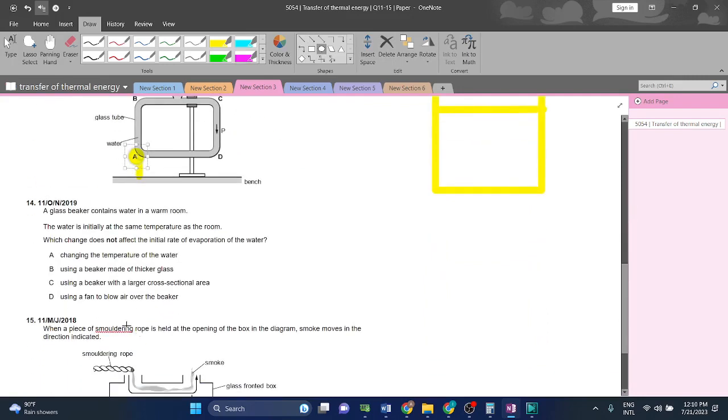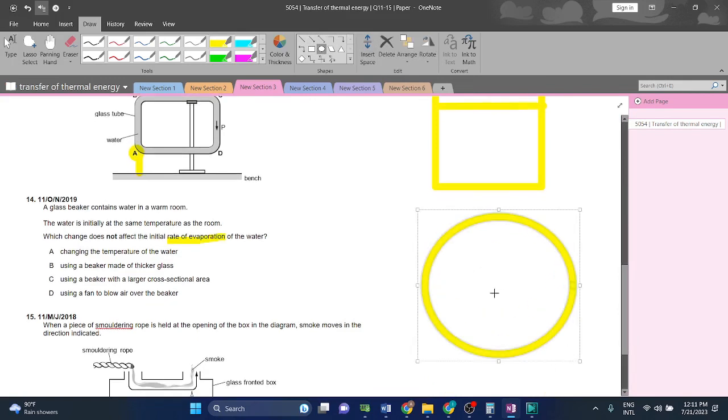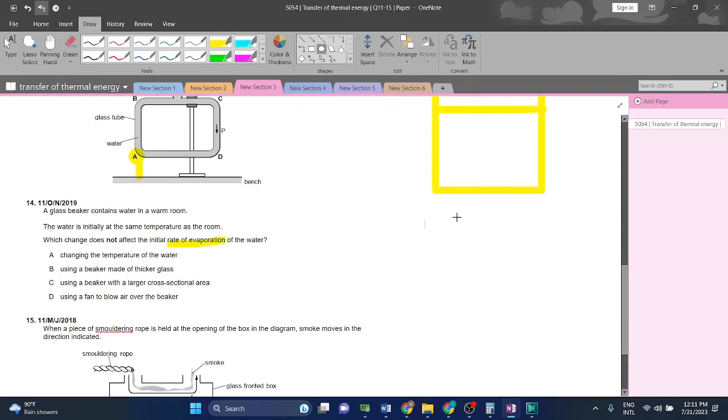Question 14. A glass beaker contains water in the warm room. The water is initially at same temperature as the room. Which change does not affect the initial rate of evaporation? Rate of evaporation. कौन सी चीज change नहीं करती? Evaporation depends on three things. Larger surface area, टेम्परेचर हाई होना चाहिए and there needs to be air. ठीक है ना? Let's see कि कौन सी चीजें उसके अलावा हैं.